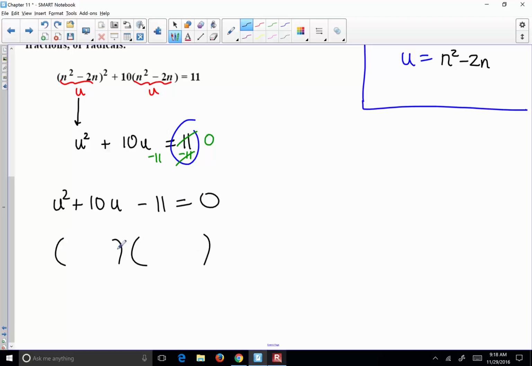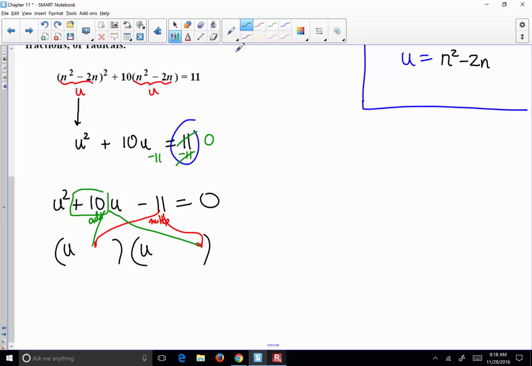Can you break this into two pieces with one u on each one? All you need to try to find out is how do you break 11 into two numbers? Multiply two numbers that will make 11, and add those two numbers, it needs to make positive 10. When you multiply, it's going to make minus 11. When you add, they're going to make 10. What two numbers do that?